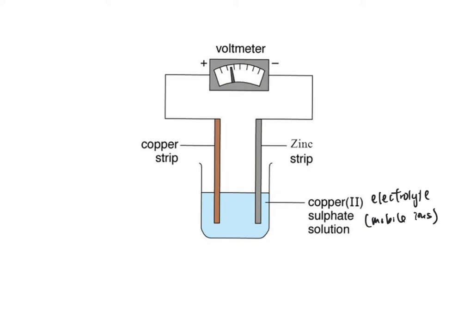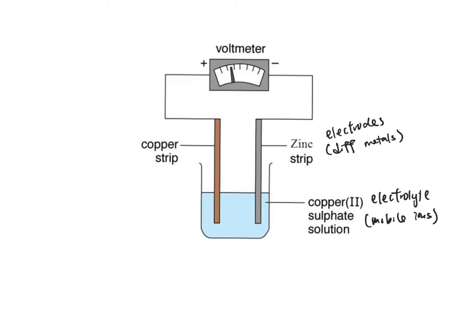The second part of the cell is a pair of metal couples. In this case, it's copper and zinc. Usually they are different metals, and they act as the electrodes of the chemical cell.